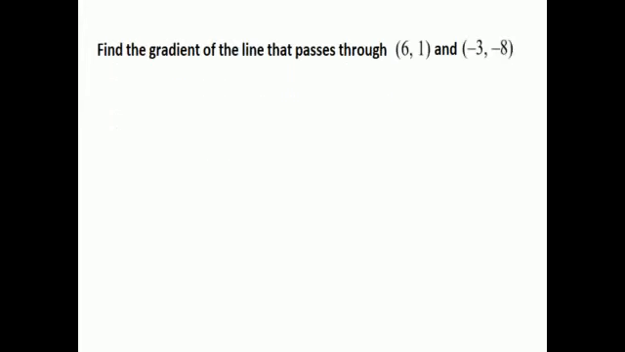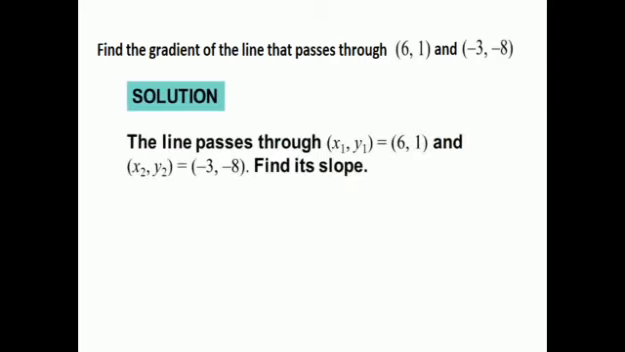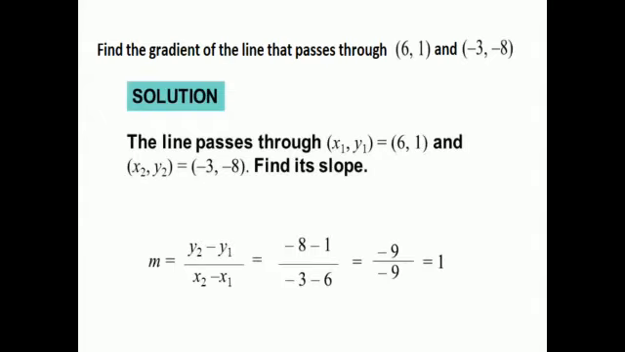Okay, so we have the points (6, 1) and (-3, -8). You have to write x1, y1 and x2, y2. After that you have to write the formula y2 minus y1 divided by x2 minus x1. Give the values. What is y2? Minus 8 minus 1, divided by x2 which is minus 3, minus 6. So we will get 9 by 9. It is negative 9 by negative 9, positive 1.